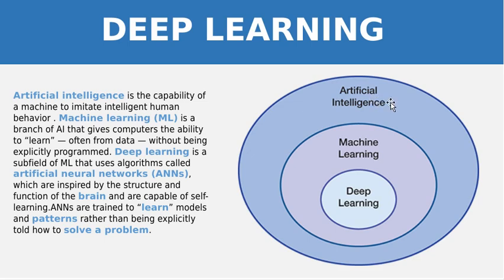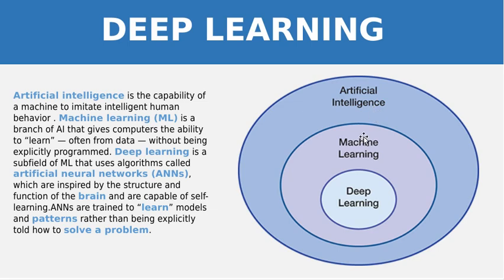Now if you can understand the concept of artificial intelligence, it means that the intelligence is artificial, but basically it uses the concept of human intelligence. Okay, so that is why it is called artificial intelligence.